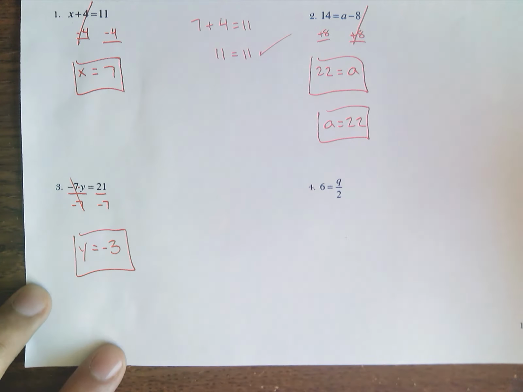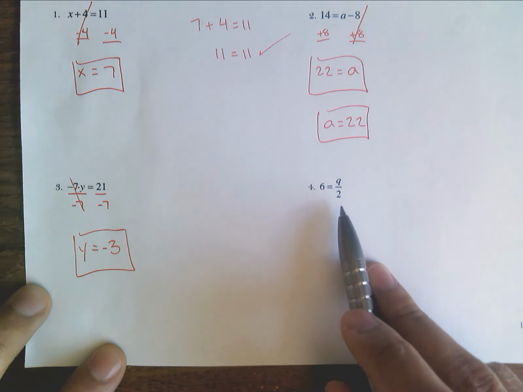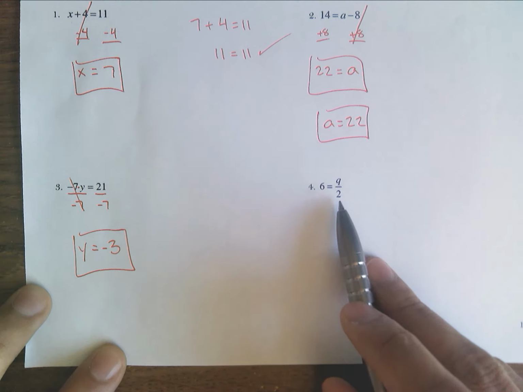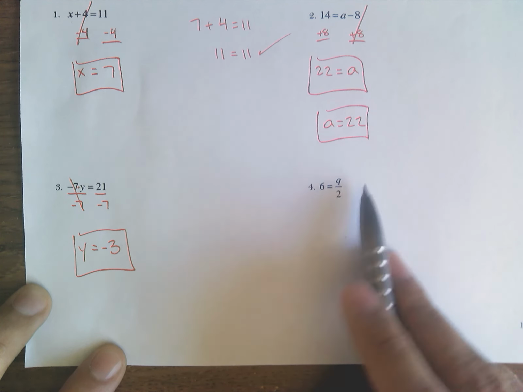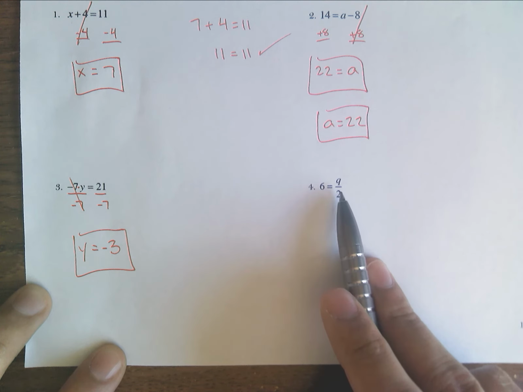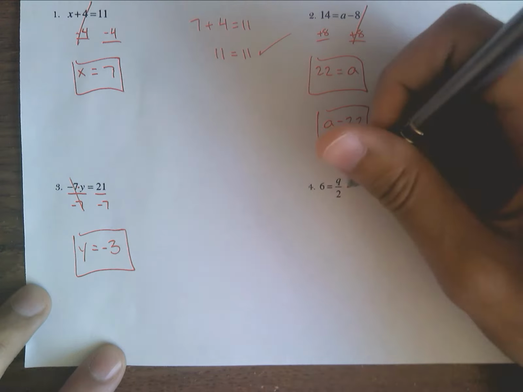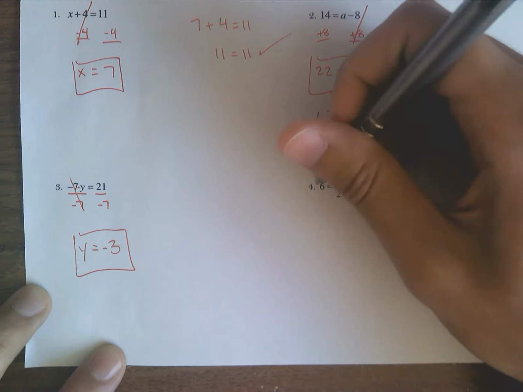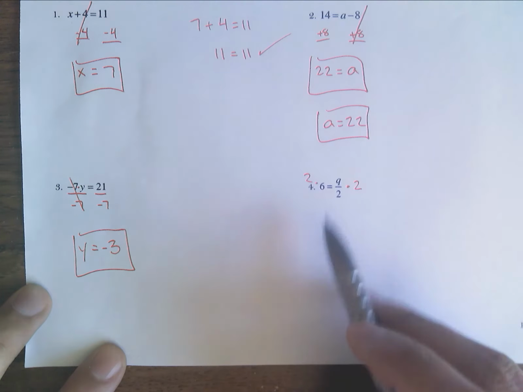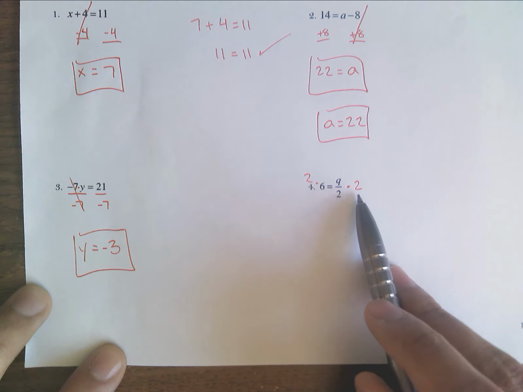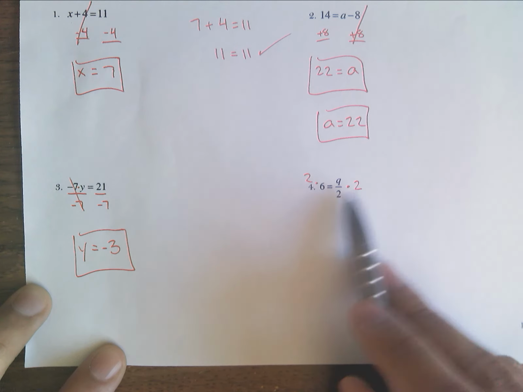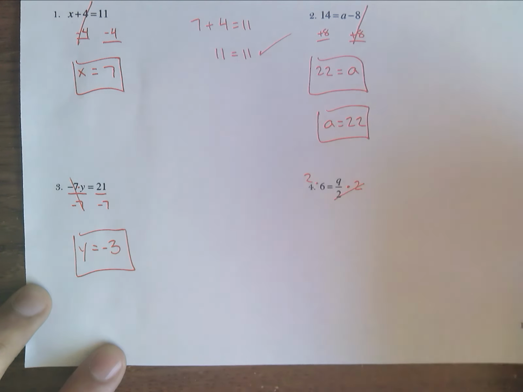Last but not least, we have 6 equals q over 2, or q divided by 2. So the operation happening here is division. So in order to undo division, we have to do its inverse operation, multiplication. So we're going to multiply both sides by 2. To get rid of that divided by 2, we multiply by 2. And then we have 2 over 2. Well, again, those cancel out. So all that's left on the right-hand side is q.